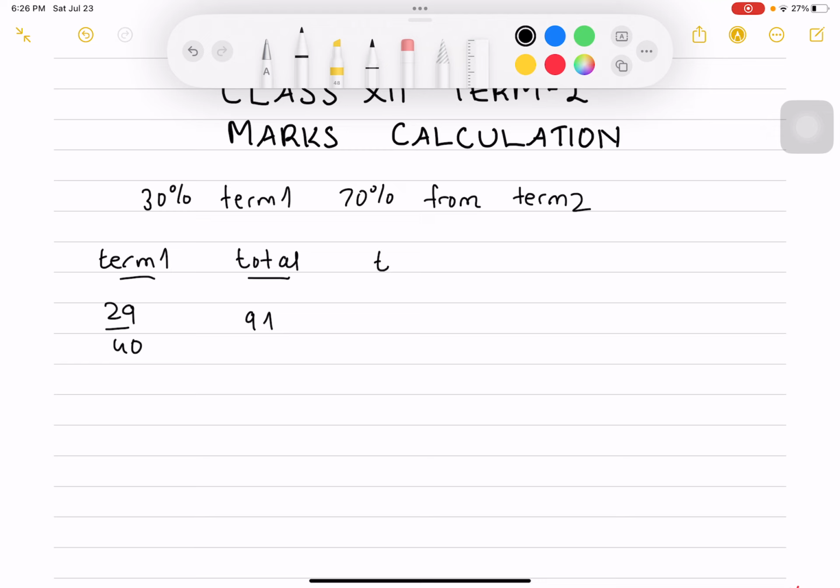Now we subtract the practical marks from the total. Let's take the practical marks to be 20. So 91 minus 20 results in 71. Now this number is very important. Please remember this. Please note it down.